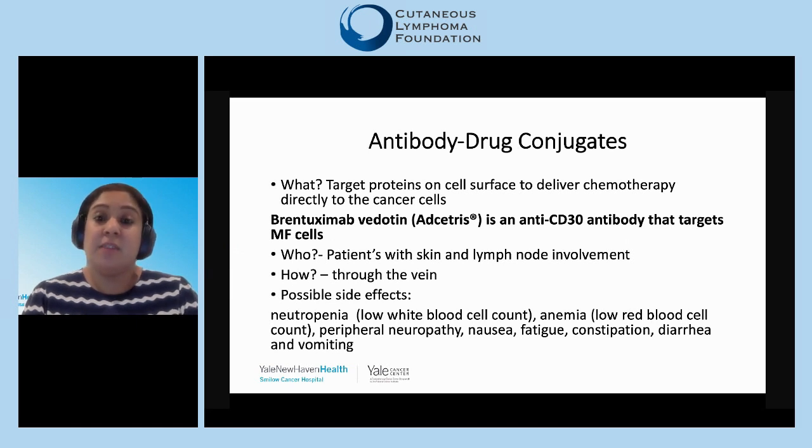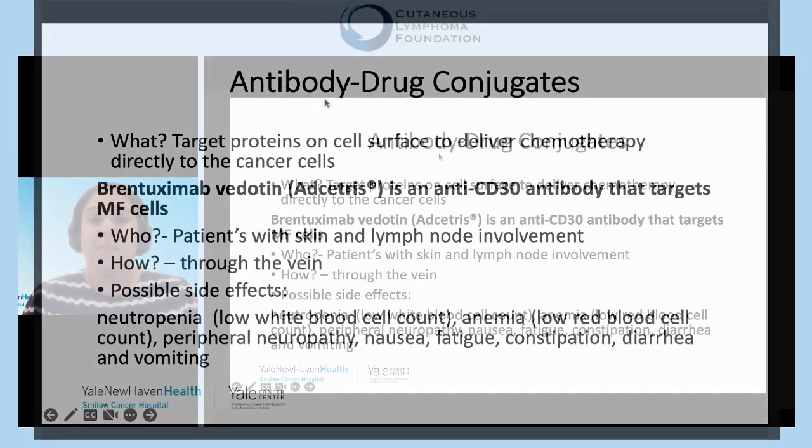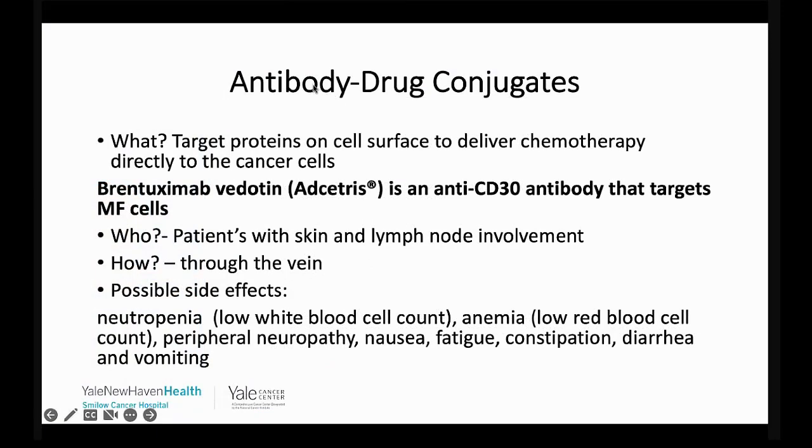The next class of drugs I'm going to talk about is called antibody drug conjugates. By this, what we mean is that they have combined a traditional chemotherapy drug and attached it to an antibody, which directs it specifically to cancer cells, in the hope that the normal cells in the body don't get affected by it. One of the examples, or the most common example, is brentuximab vedotin.